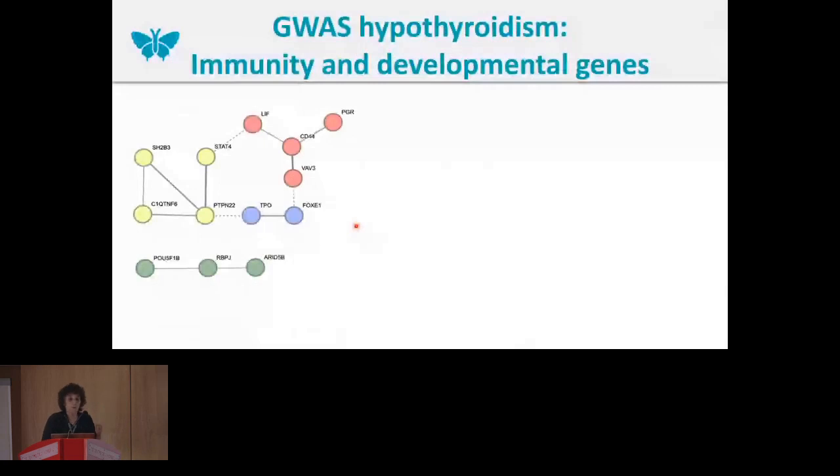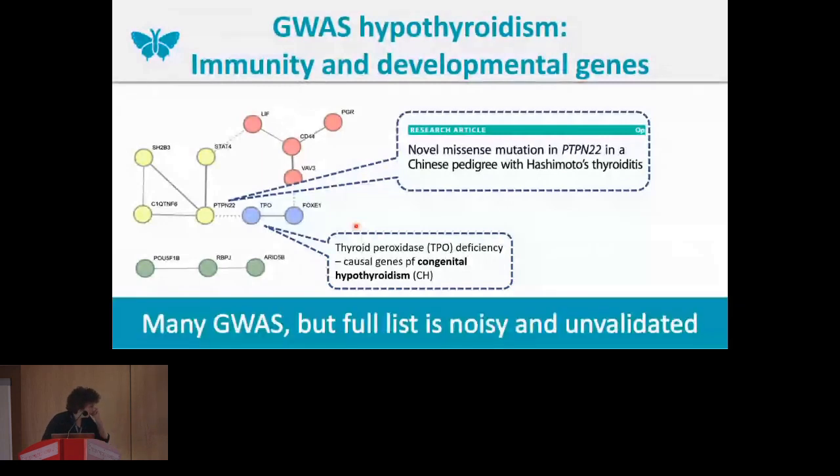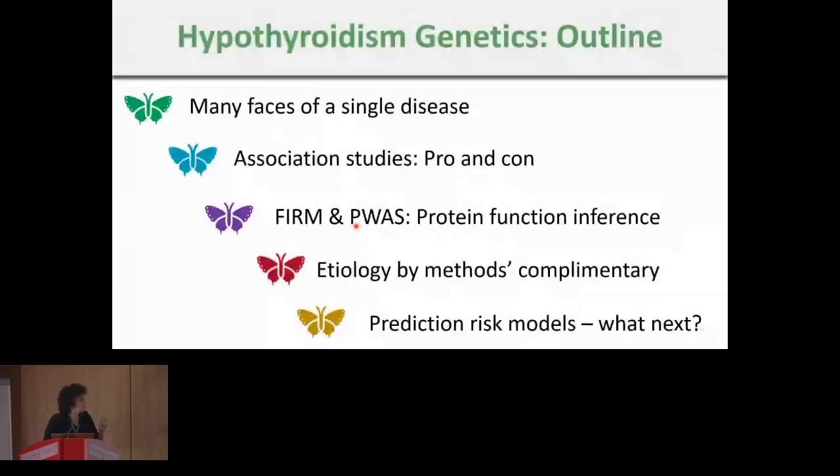What are they? And when we did it, we already found that they are in some network, maybe not that strong, but a reasonable network. And individually, each gene, because we are taking the variant and asking what is the gene that is related, is already reported as related to hypothyroidism, either congenital or Hashimoto. So we felt that this list is solid. However, to summarize this part, we have many, many GWAS, but the list is very noisy and unvalidated. So we want to do something else.